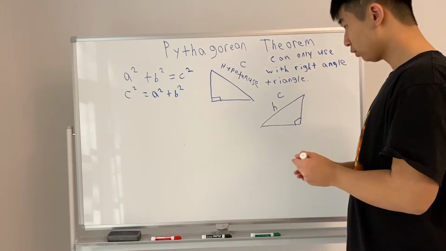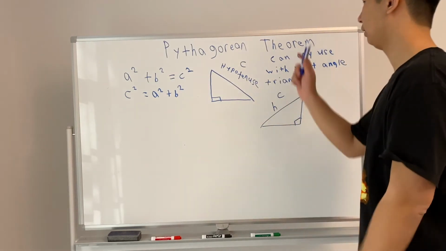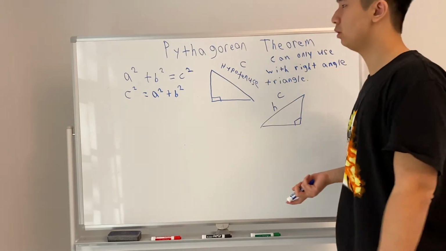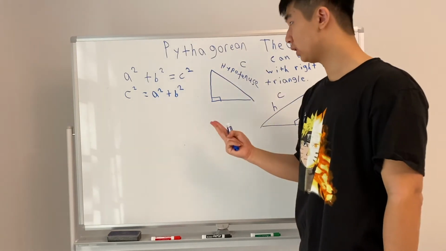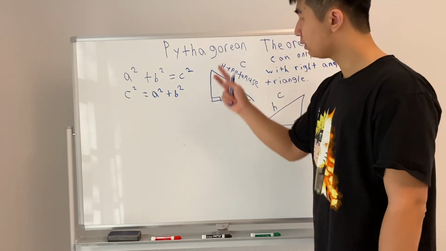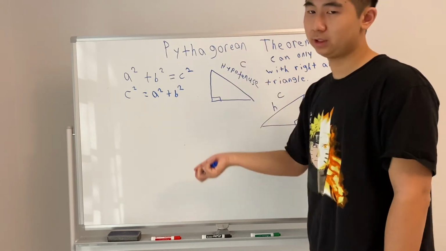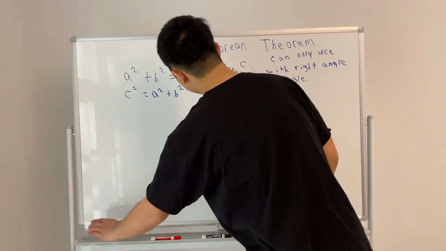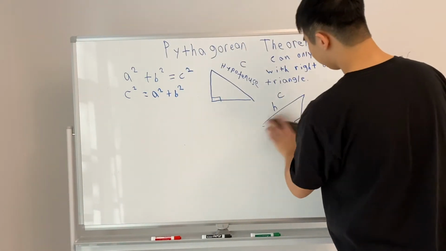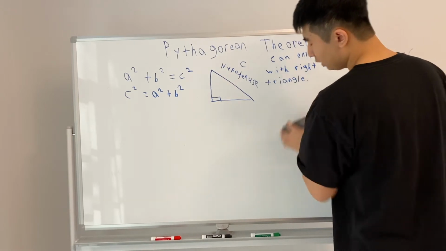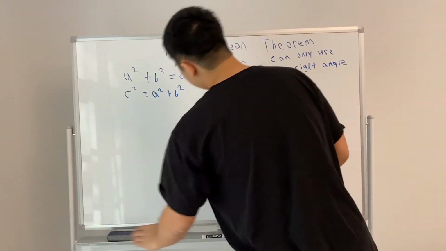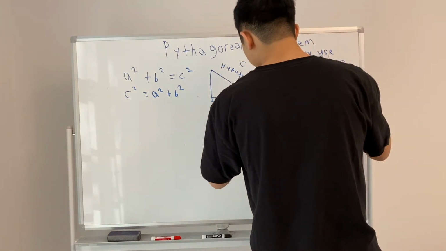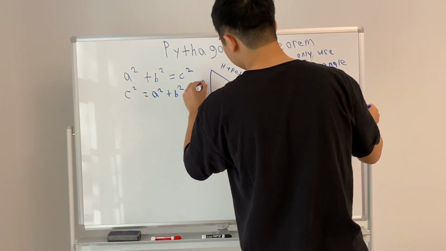So, what's the point of the Pythagorean Theorem? The point is, if you have a right triangle, and you know two of the sides, you can use this formula to find the third side. Okay? So, let's erase this triangle down here. Let's say this is 7 and this is 8.